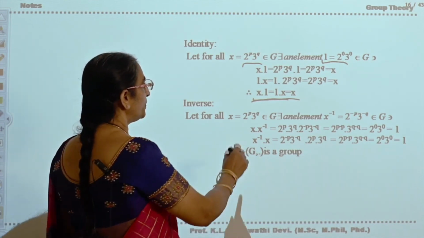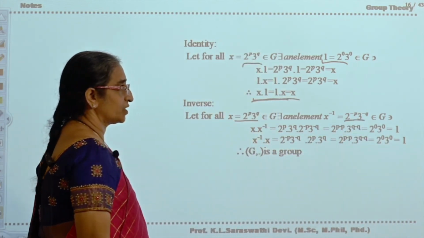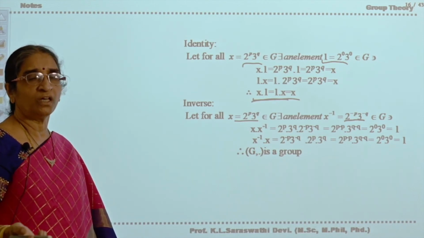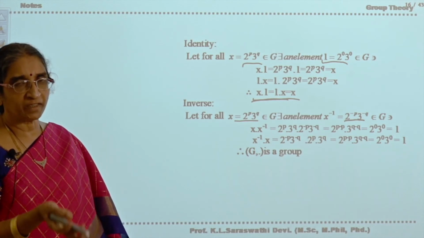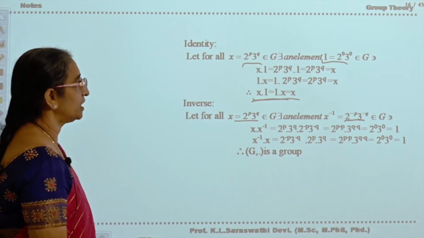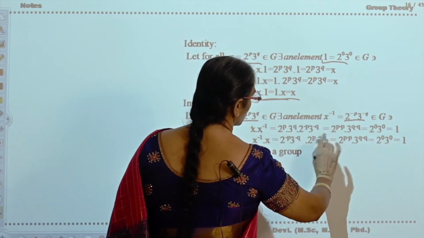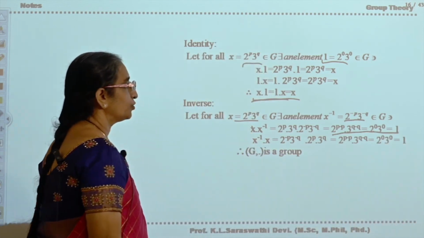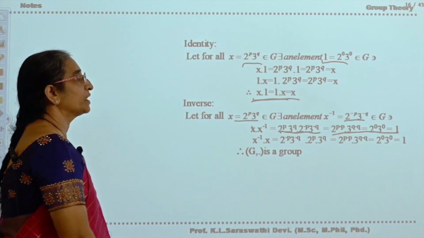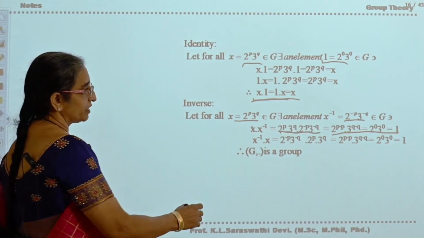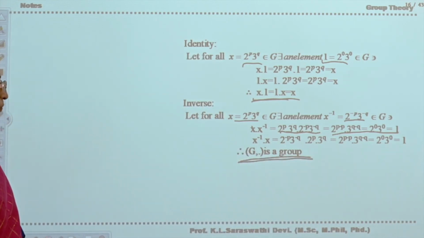Inverse: 2 power p into 3 power q into 2 power minus p into 3 power minus q, because p, q belong to Z. Z plus is abelian with respect to addition. Minus p and minus q will exist in Z. Therefore, you can take 2 power minus p, 3 power minus q, and x inverse, you will get it is equal to 1. 2 power p into 3 power q into 2 power minus p into 3 power minus q. You will get it is equal to 1. Similarly, x inverse x. Therefore, it is an abelian group. It is a group.